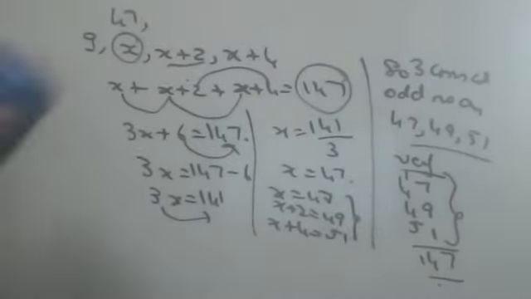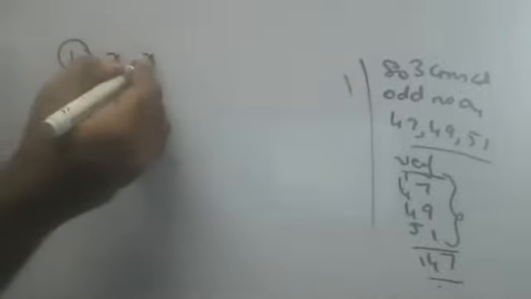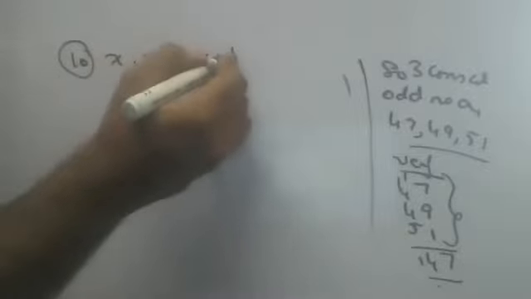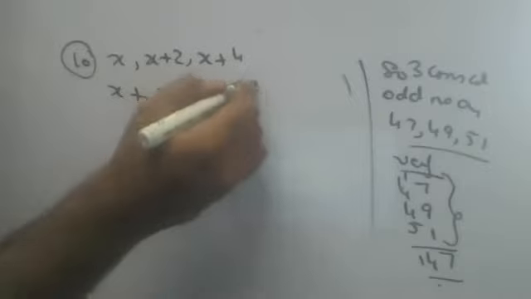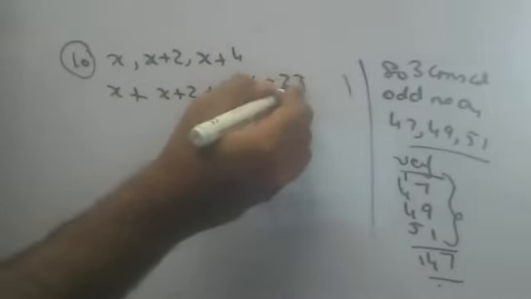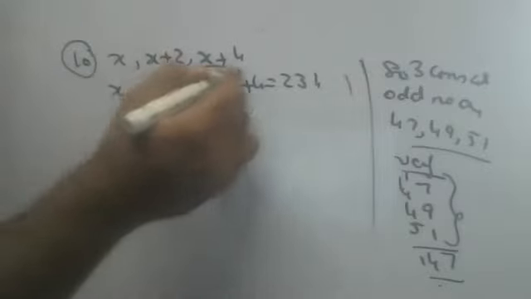Go to 10th question, all of you. 10th question. What did he say? Find the three consecutive even numbers whose sum is 234. Same, children. x, x plus 2, x plus 4. He's saying sum means this plus this plus this. He's saying how much? 234. Okay. x plus x plus x is how much, children? 3x. 2 plus 4 is how much, children?